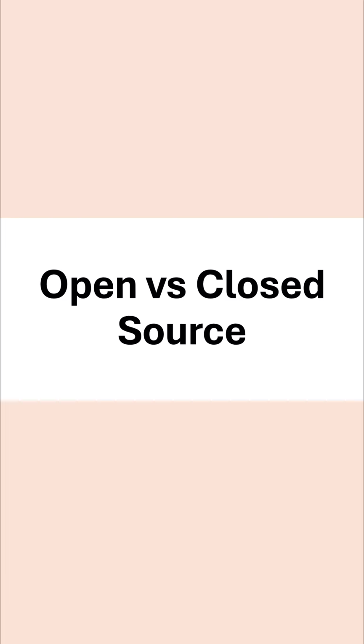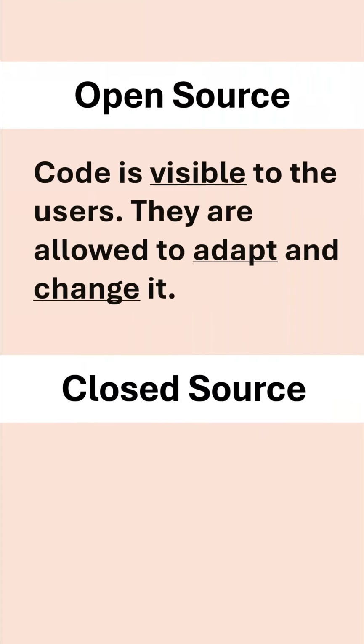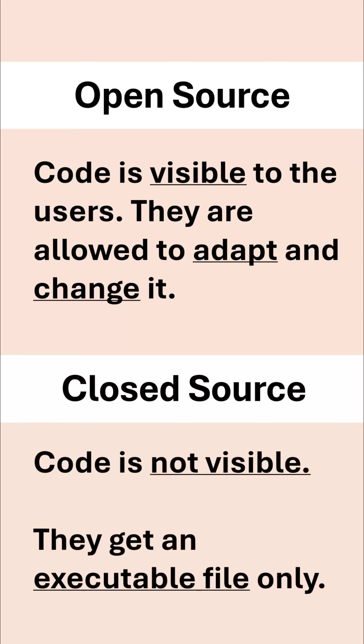Software can be either open source or closed source. If it's open source, this means the source code is visible to the users to see, and the user is allowed to adapt and change this source code. However, most software is closed source, where the code is not visible to an ordinary user. The user only gets an executable file, which is in binary. They can't see any of the code, and you'd have to use a compiler to make it closed source.